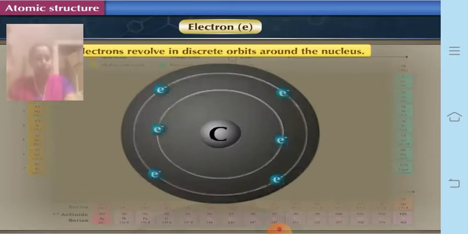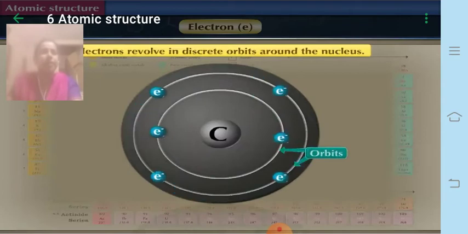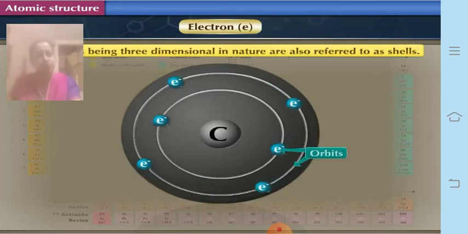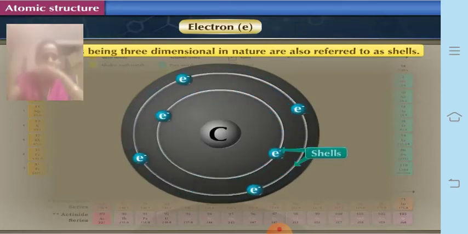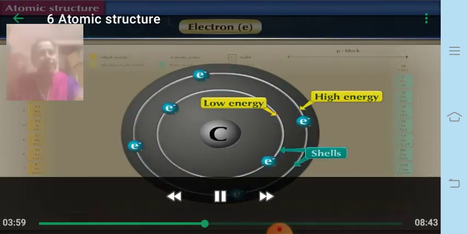Okay, so electrons, where are electrons present? They are present in the extranuclear part, where they revolve in discrete orbits around the nucleus. Last time I also mentioned in detail how electrons revolve in discrete orbits. Now these orbits being three-dimensional are also called shells. You can imagine the 3D structure of the atom, and that is why they are called shells.